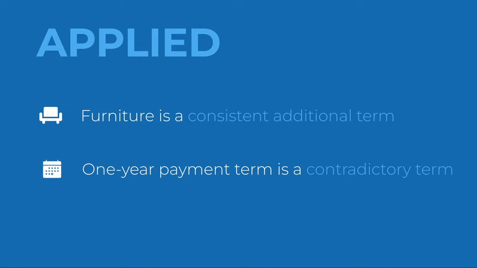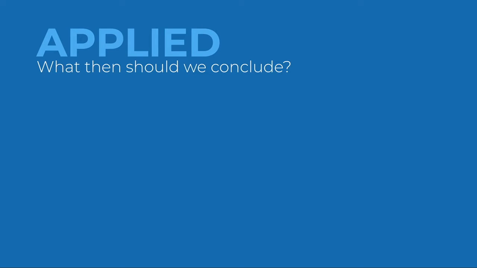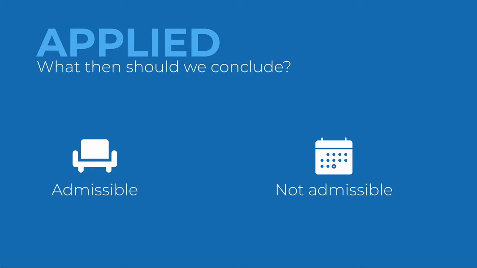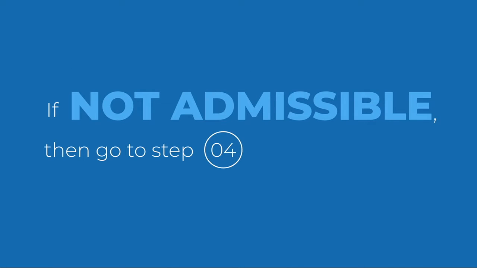So what then should we conclude from this? Well, that means the consistent additional term, the one that doesn't contradict what's in the partially integrated written agreement that you and I have, is coming in. It's admissible. But the evidence about the 1 year payment time period would not be admissible. It would not come in. So that's where we land.